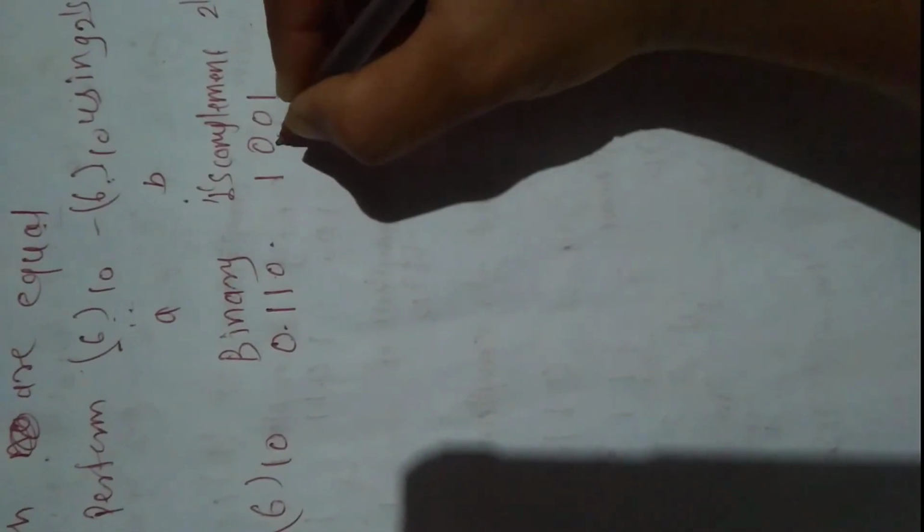In this, the second number B is 6 of 10. 6 of 10 in binary is 0, 1, 1, 0. The 1's complement of 6 of 10 is 1, 0, 0, 1. And for the 2's complement of this, we add 1 to the 1's complement 1, 0, 0, 1. 1 plus 1, 0, carry 1, 0, 1. This is the 2's complement of 6.